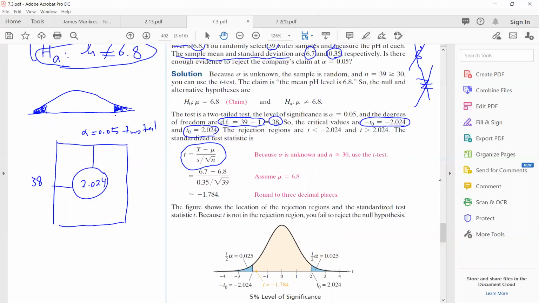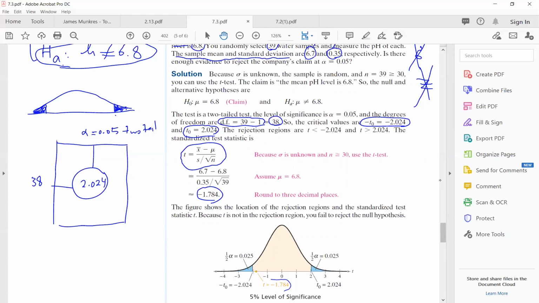Perfect. T is x bar minus mu divided by s over square root of n. x bar is 6.7 minus 6.8 divided by s, which is 0.35 over square root of 39. You do the algebra and your test statistic is negative 1.784. Okay. This number, negative 1.784, is not less than negative 2.024, it's not on the left side of negative 2.024. It is on the right-hand side, closer to 0.